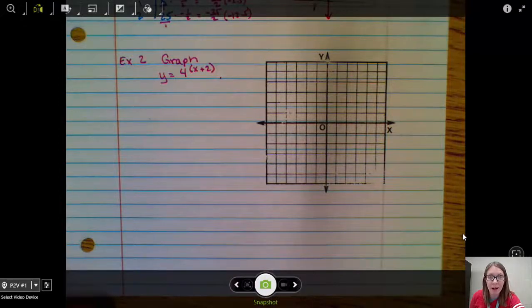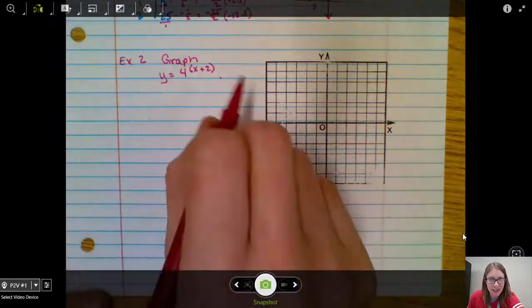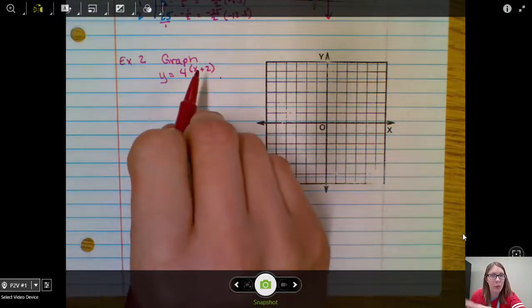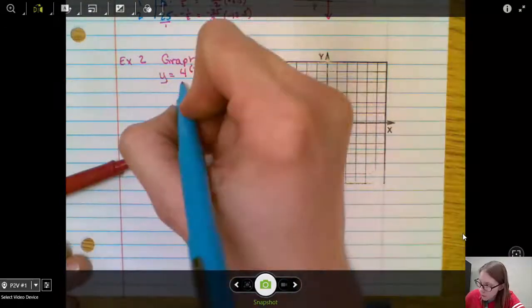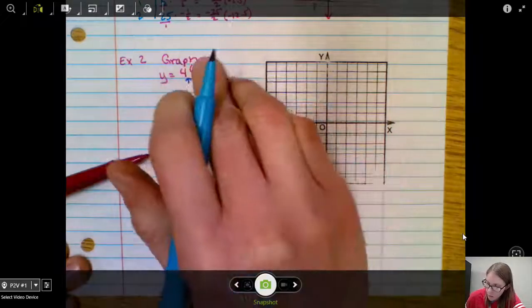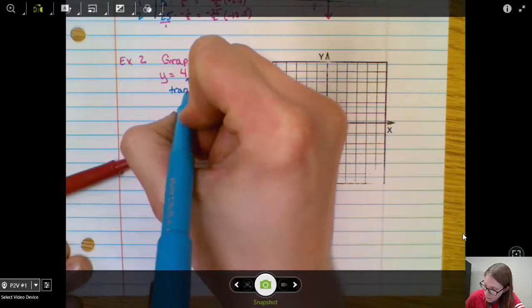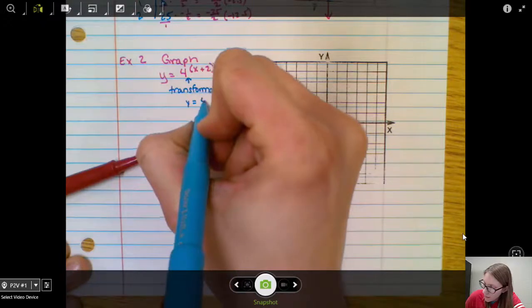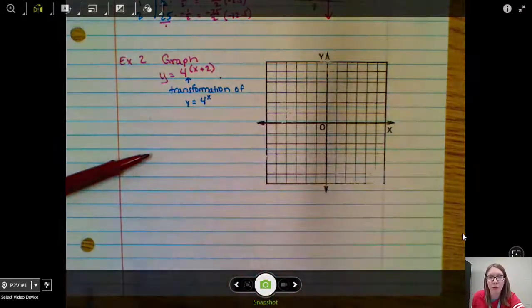Example 2, we're looking at another transformation of an exponential function, y equals 4 to the x plus 2 power. So this looks kind of weird because we have this addition to our exponent. We really have a transformation that's happening here, okay? This function, if we ignore the plus 2, is a transformation of the function y equals 4 to the x power. Okay, it's a transformation of y equals 4 to the x.